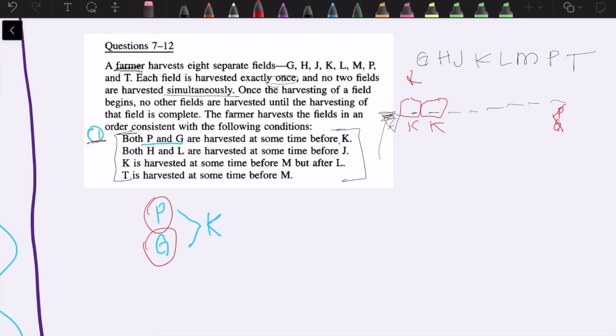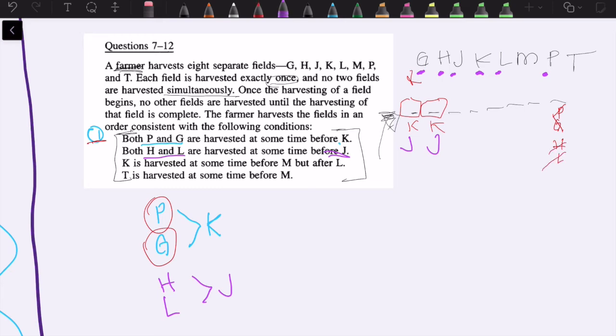But then next we have both H and L are harvested at some time before J. Well, if H and L are both harvested before J, we have no overlap between letters. So far we have a rule for P, G, K, H, L, and J. And the same thing here, right? J can't go first or second because at least 2 people have to go before him. And H and L can't go last.